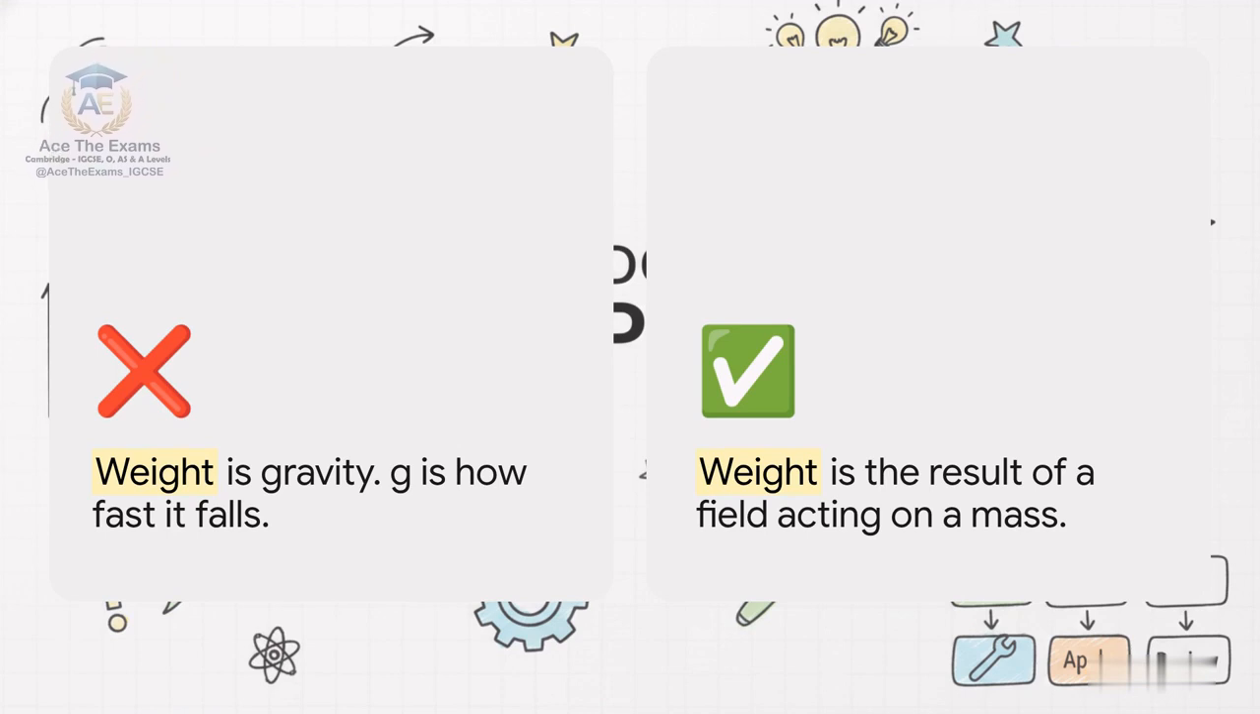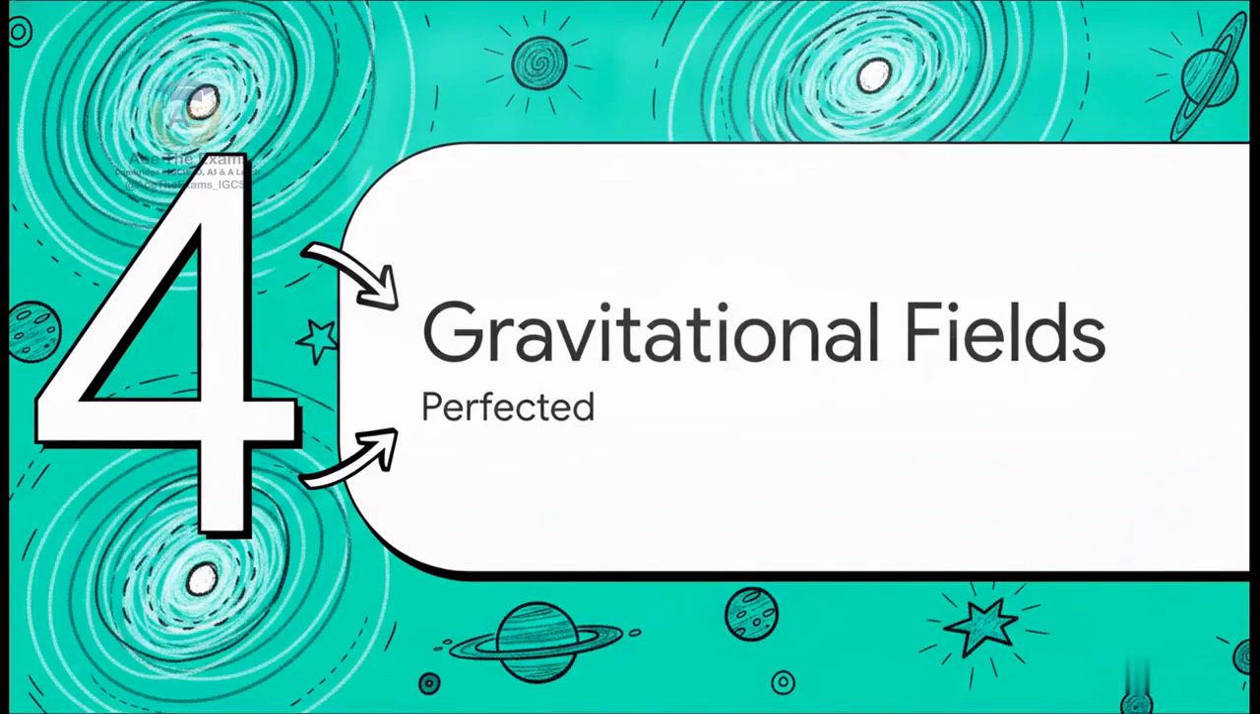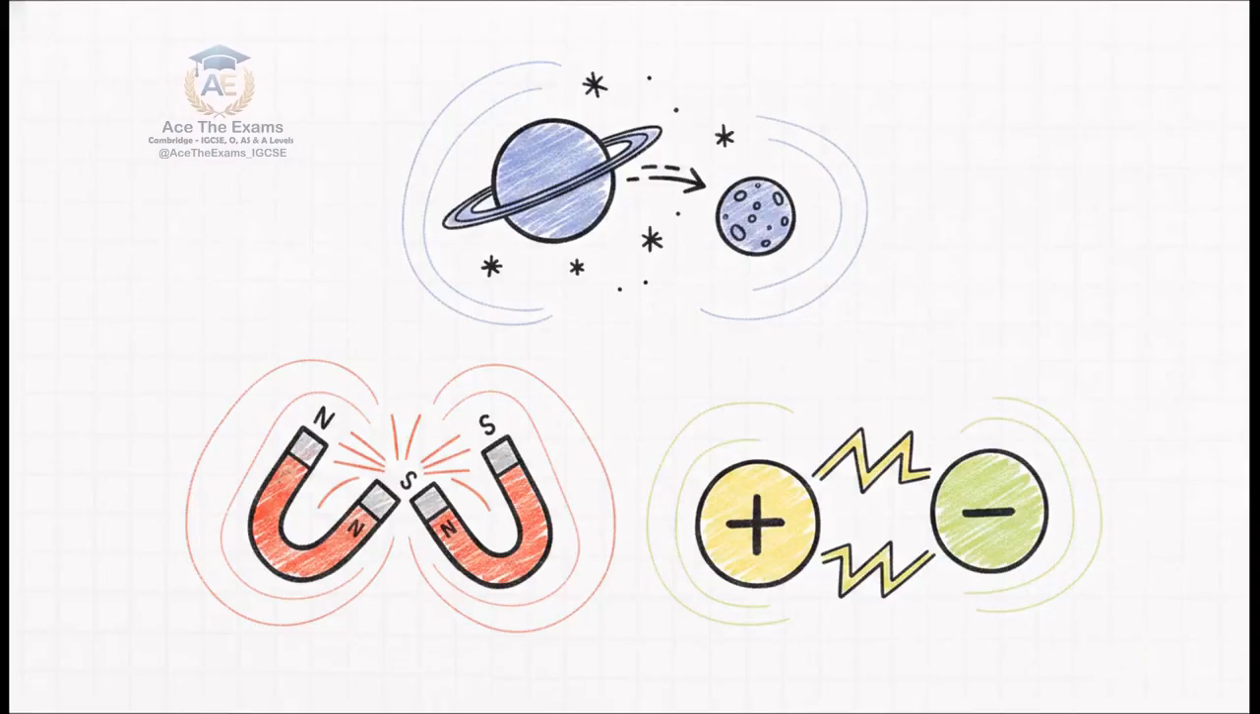Now contrast this with the true top-band answer. Weight is the result of a gravitational field acting on a mass. G equals W divided by M. Boom! That is exactly what the Cambridge mark scheme demands. Gravitational fields perfected.